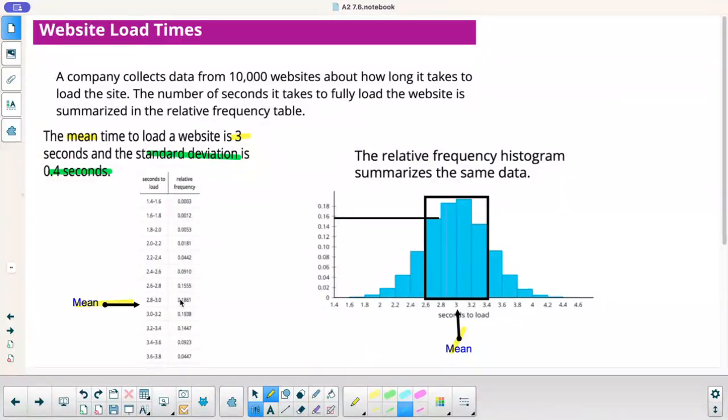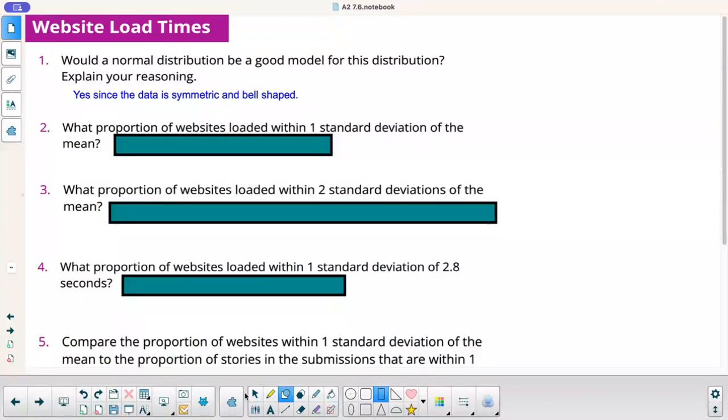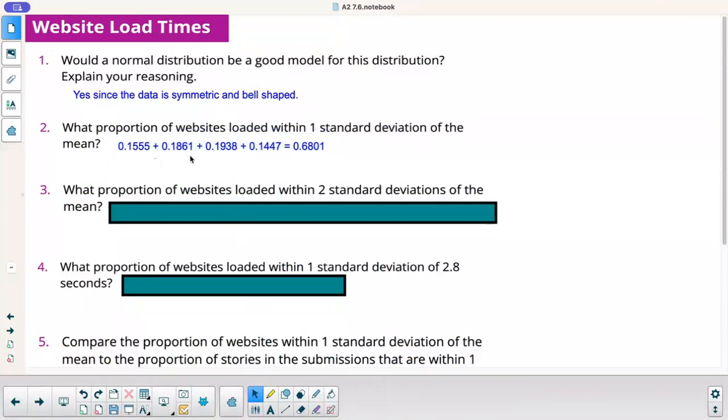So basically, I'm going all the way down to 2.6. So I'm picking 2.8 to 3, 2.6 to 2.8. So I'm picking these numbers and adding them up, okay? Those are within one standard deviation because I'm going to go from 3.0 to 3.4 and the same thing the other way. So, kind of just like I did on the histogram, if I drew a box here, each one of these is one standard deviation because I'm going 0.4 in each direction. So to answer that question, when I add those four numbers that I had, I get 0.6801, okay?